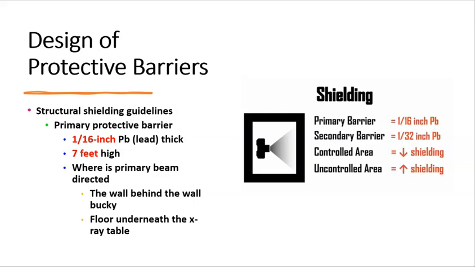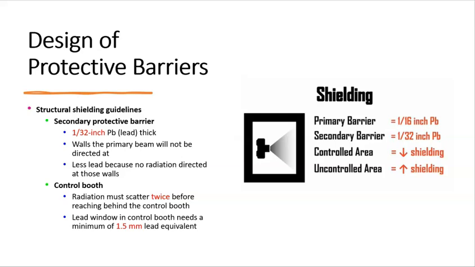Well, I should say out of the tube in all directions, other than the primary beam, right? All right, so here we have structural shielding guidelines. A primary protective barrier is where the x-ray beam is directed, whether it is the wall behind the bucky, or the floor when we're shooting standing feet, or under the x-ray table. Those barriers that receive primary beam need to be 1/16 of an inch of lead and be 7 feet high, so that is a requirement.